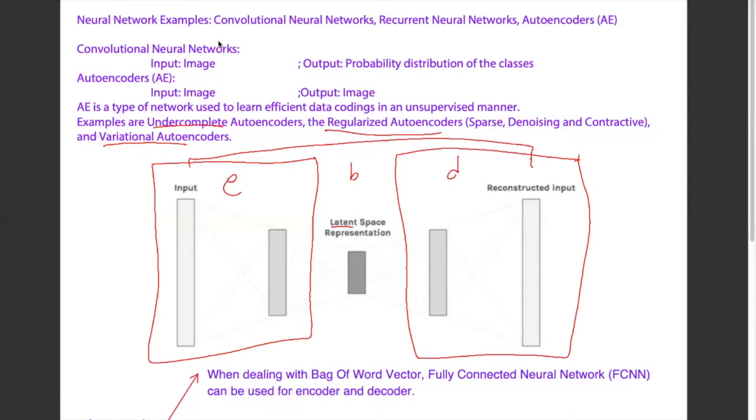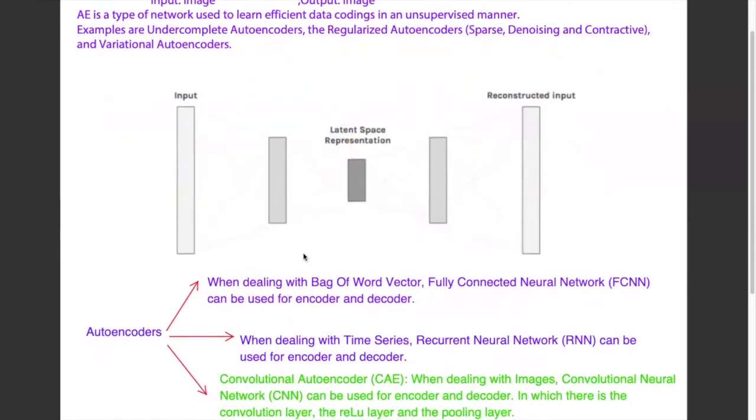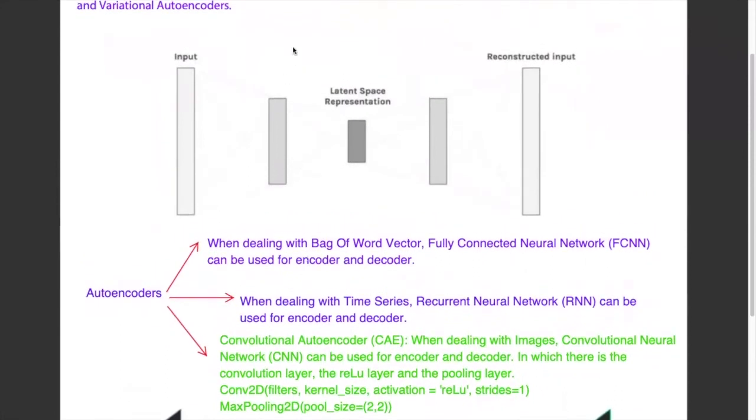Okay, so let's do this. As I said, depending on the application, you can change the components of your encoder and decoder. Let's say if you're dealing with words, sentences, vocabularies, you would typically use a fully connected neural network here and here to work with that application. If you're working with a time series, you would use an RNN here. And relative to our topic, if you're using images and you want to do segmentation, we would use a convolutional neural network.